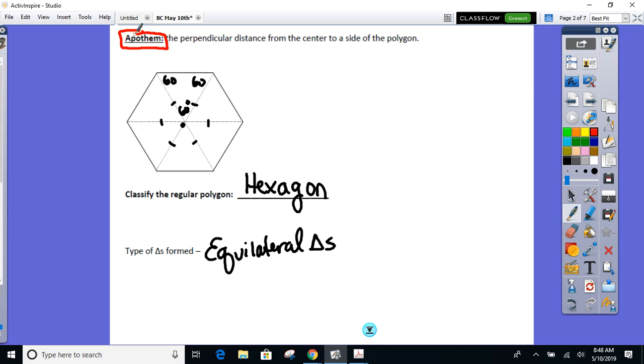Apothem. All right, apothem. It is not opossum. All right, it is apothem. I've also heard it pronounced another way as well, but apothem is usually how you hear it. All right, here's what an apothem is if you read through it.